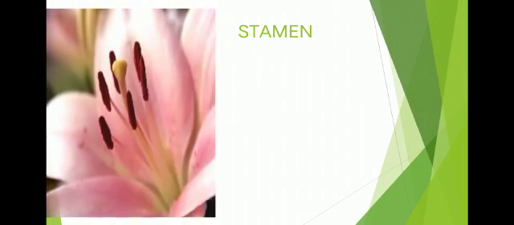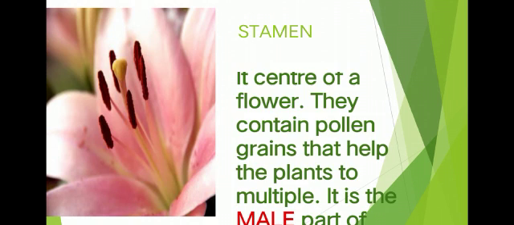Then next part, stamen. Stamen looks like this. The red-colored tip on the stalk is the stamen. Stamen can be seen at the center of the flower. They contain pollen grains. They help the plants to multiply. It is the male part of a flower. Stamen is the male part of a flower.